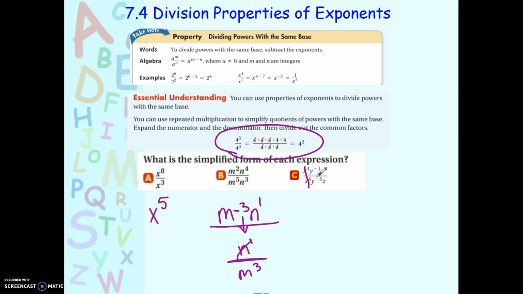Here, what you could do is you could move them around first so you don't have negatives. So you'll have y to the 5th, z to the 8th, over y to the 1st, z. And then you can subtract, and your numbers will be positive. It's a little less confusing. But it's up to you. If you feel comfortable doing -1 minus -5, that's fine also.